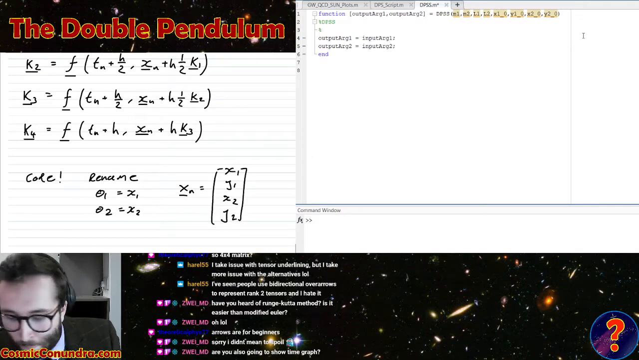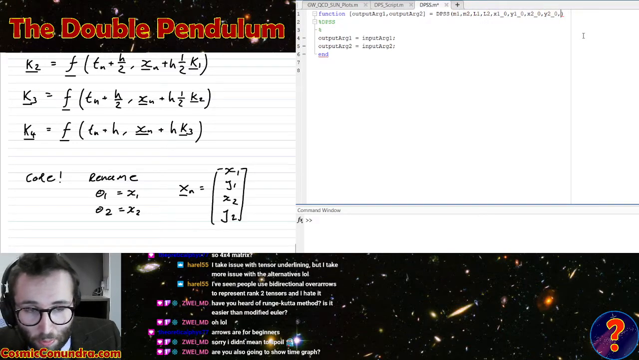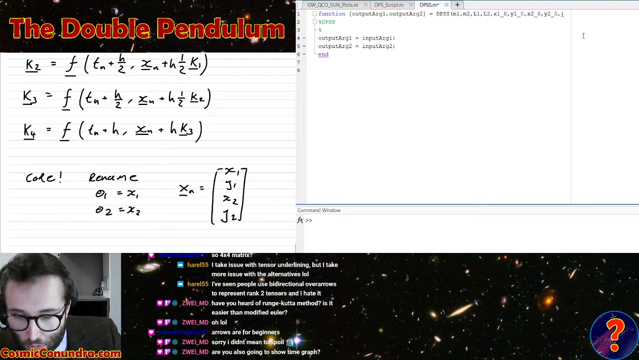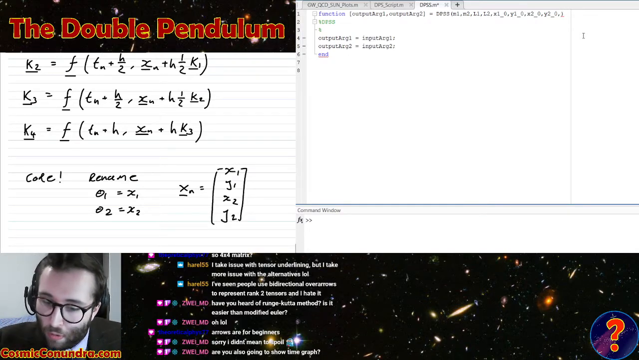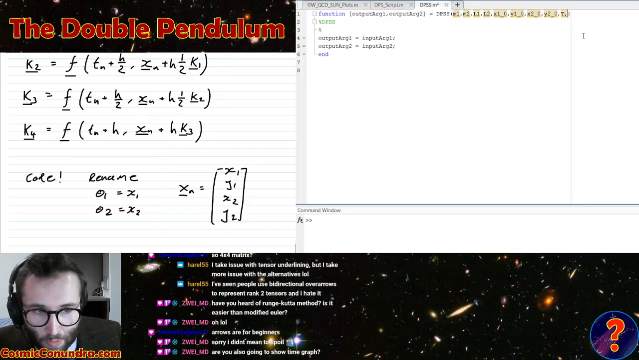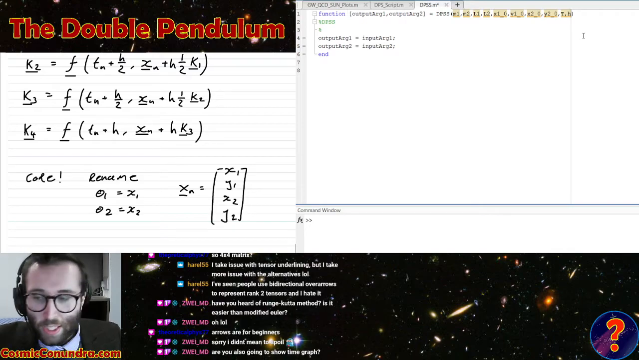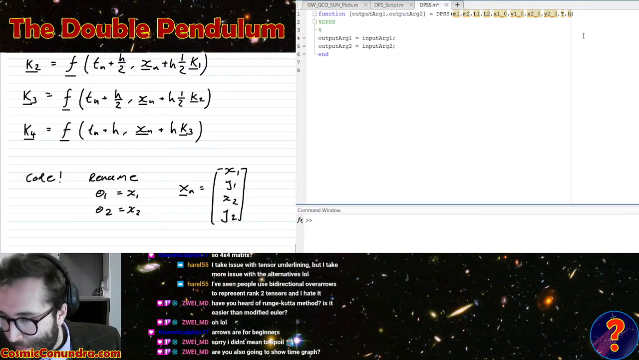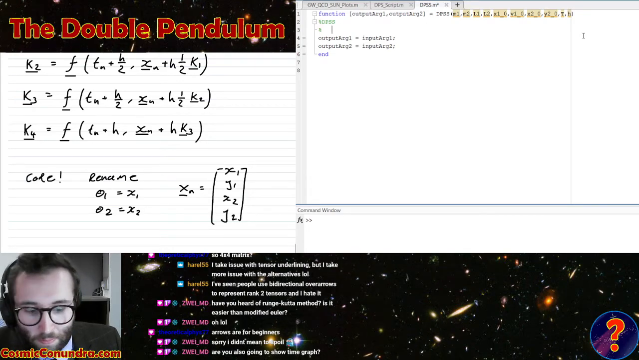Okay. And then we need to think about these time step parameters. So if we want the thing to run for a total of capital T seconds, we should have that as an input parameter. And we should also have the time step, how small we want to make the time step, as a parameter too.